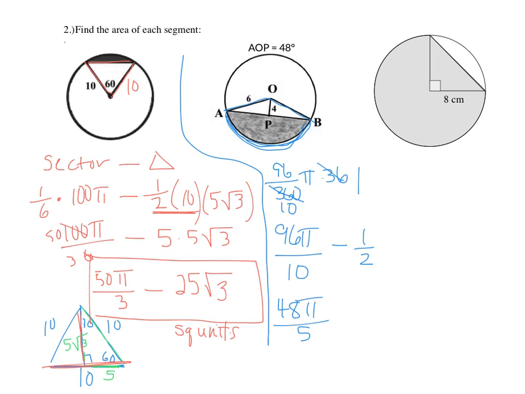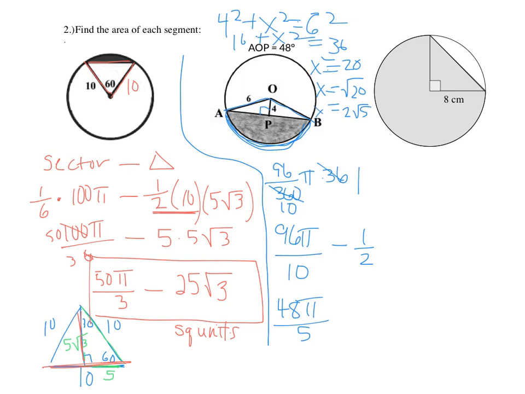The base is the one part that we don't know yet, but we can just do a quick Pythagorean theorem to find that. So we have 4 squared plus x squared is going to equal 6 squared. 16 plus x squared is going to equal 36. 36 minus 16, so x squared equals 20. Take the square root of both sides, and x is radical 20, or 2 radical 5.